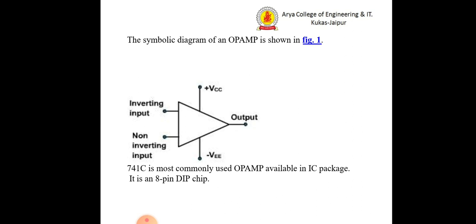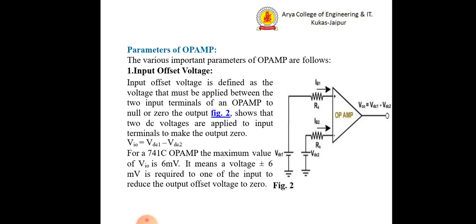As we already discussed, the symbolic diagram of the op-amp, which is shown in the particular slide, has inverting and non-inverting inputs, VCC and minus VEE connected to terminals 7 and 4, and terminal 6 is the output. Today we are going to discuss some of the parameters of the op-amp.